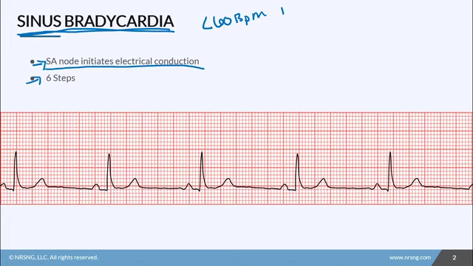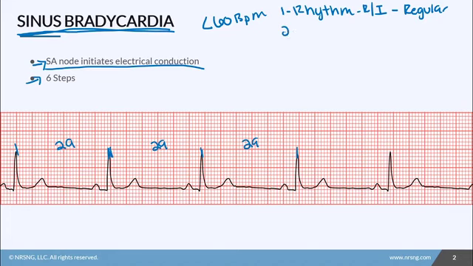The first thing we need to do is look at our rhythm and determine if we have a regular or irregular rhythm. So we're going to count the small boxes in between the R waves. From here to here, we have about 29 boxes. And from here to here, we have 29 as well. And from here to here, we have 29. So we're pretty much consistent. So our rhythm is a regular rhythm.